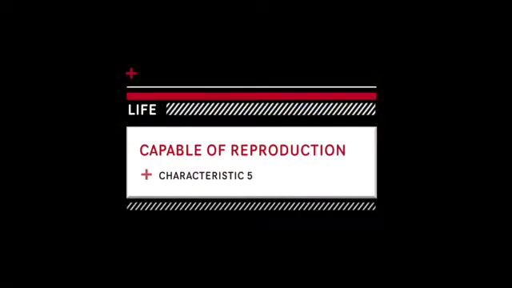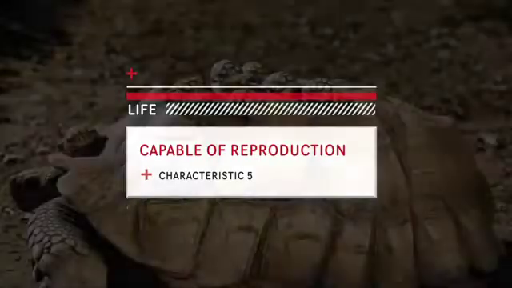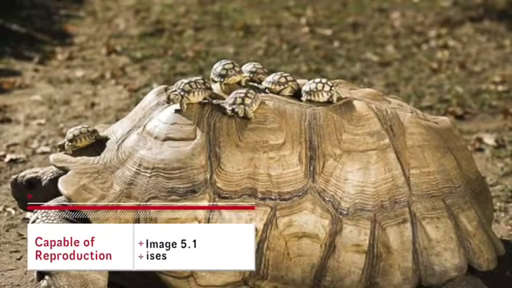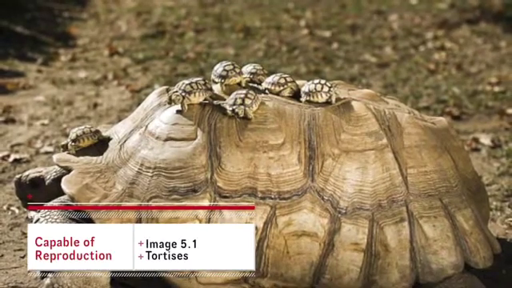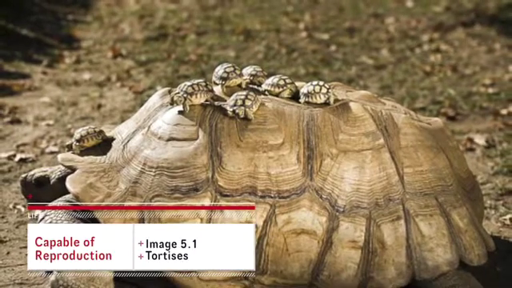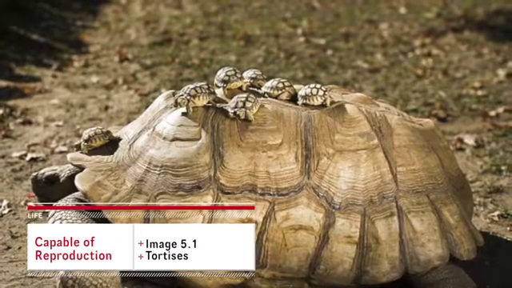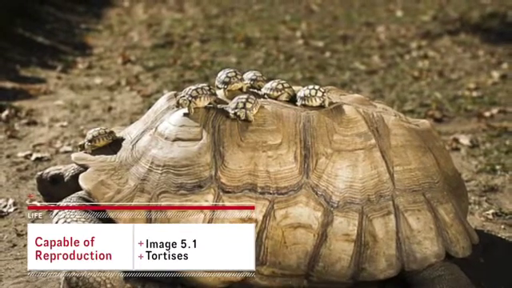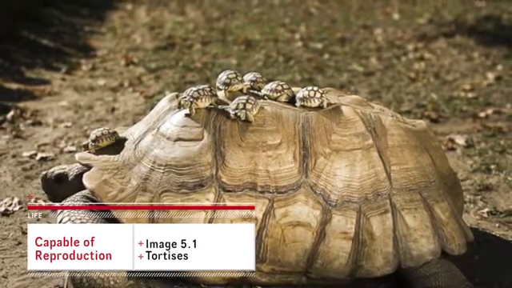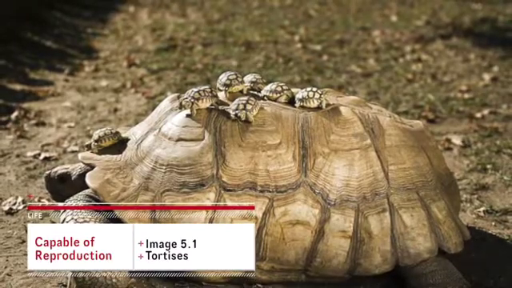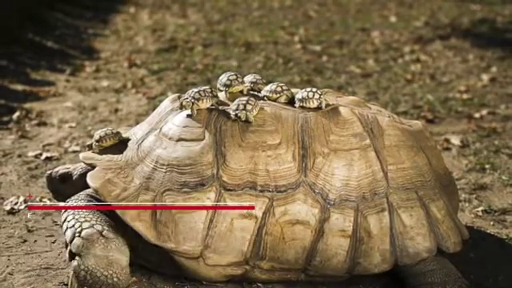Living things are capable of reproduction. This photograph of a turtle carrying baby turtles represents the reproduction of organisms. Most multicellular organisms, including turtles, create offspring through sexual reproduction. This process requires two parents, and the resulting offspring are genetically unique from both parents.